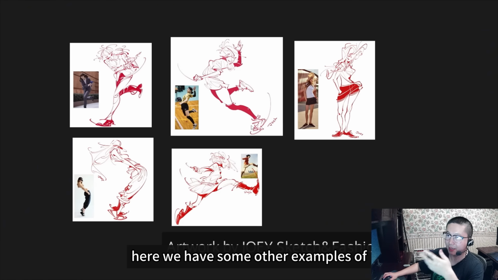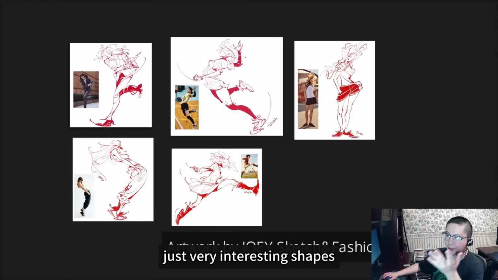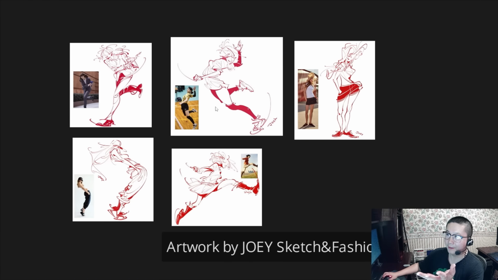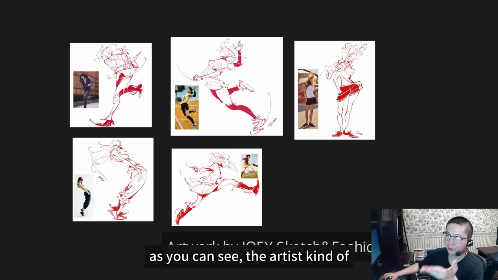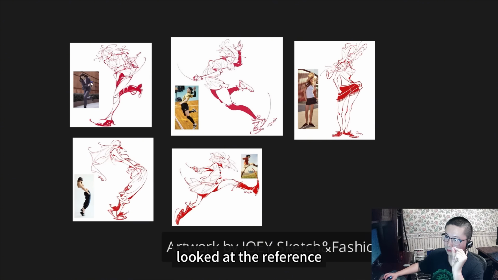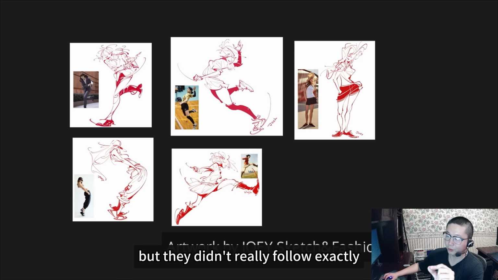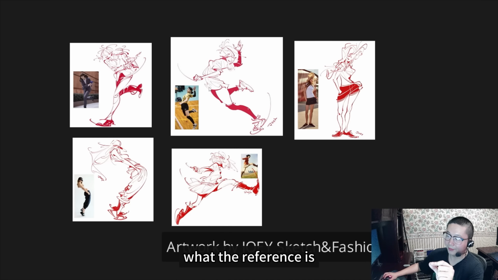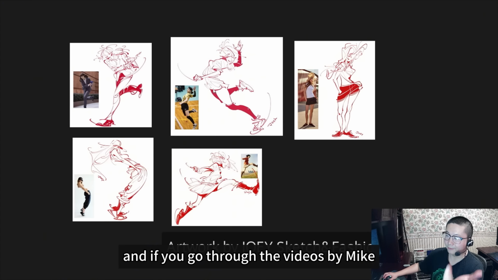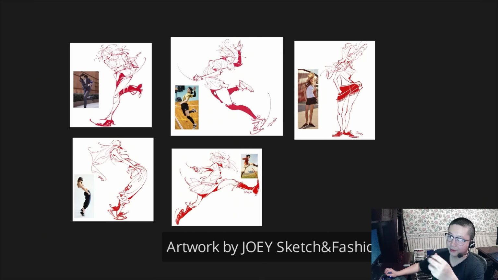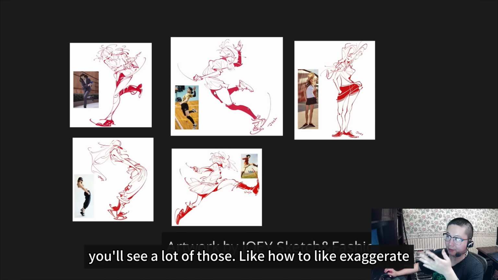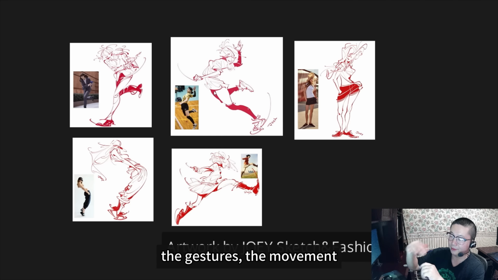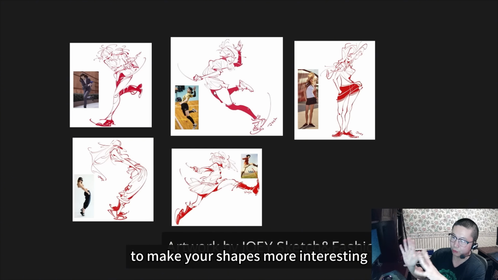Here we have some other examples of just very interesting shapes. As you can see, the artists kind of look at the reference, but they didn't really follow exactly what the reference is. It's being pushed a lot. And if you go through the videos by Mike, the force videos, you'll see a lot of those, like how to exaggerate the gestures, the movement to enhance that rhythm to make your shapes more interesting.